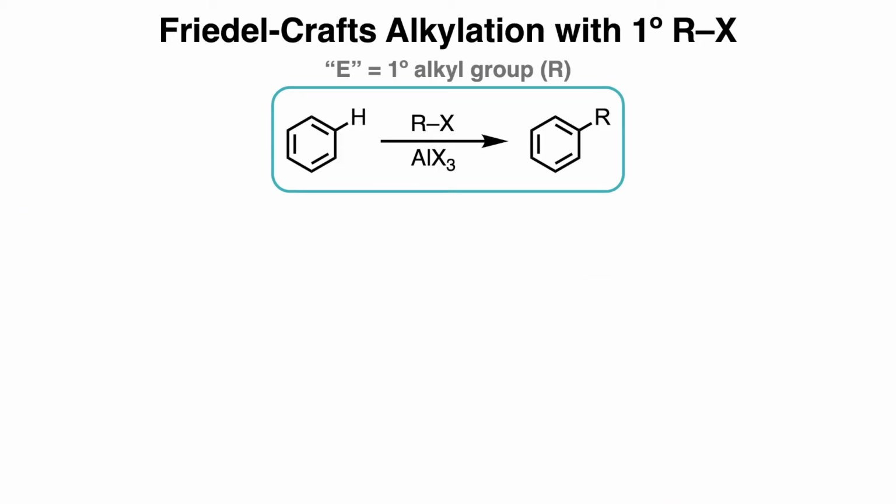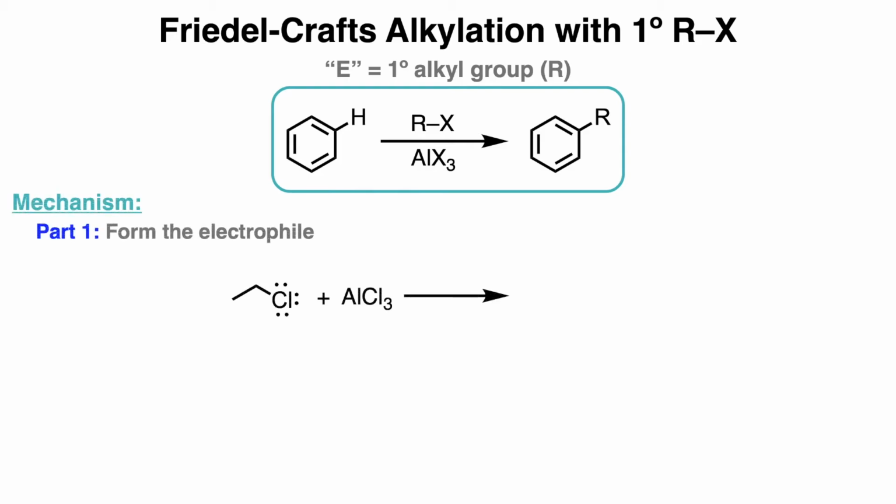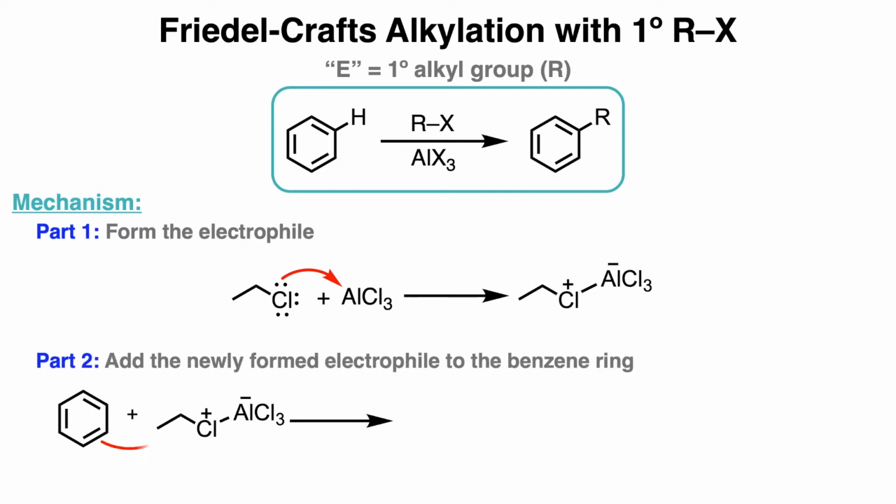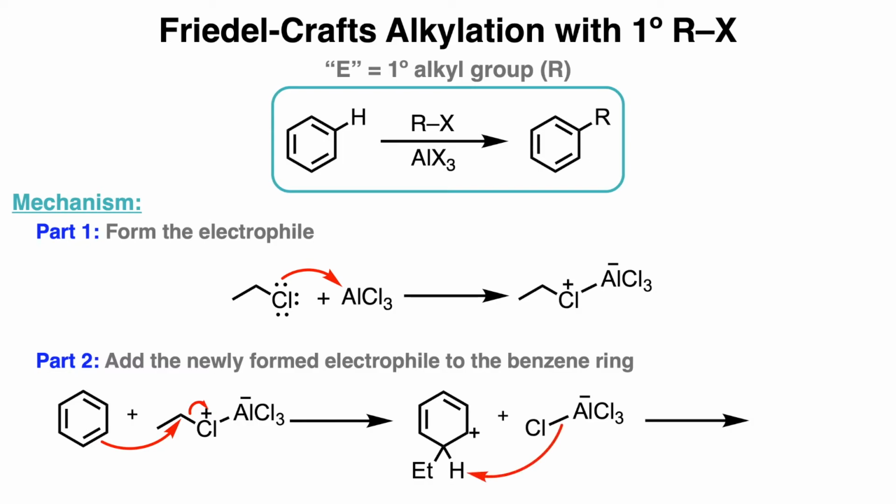The next EAS reaction is called Friedel-Crafts alkylation, with a primary alkyl halide in the presence of a Lewis acid catalyst like AlX3. In the mechanism, the first part is forming the electrophile, where in this particular example, we're using ethyl chloride with aluminum trichloride. One of the lone pairs on Cl attacks aluminum to form the following electrophile. Then we add this to the benzene ring, where one of the pi bonds attacks the carbon atom connected to chlorine, and then AlCl4- breaks off. This forms the sigma complex, and then one of the Cl-aluminum bonds in AlCl4- deprotonates a hydrogen atom to restore aromaticity in the product.